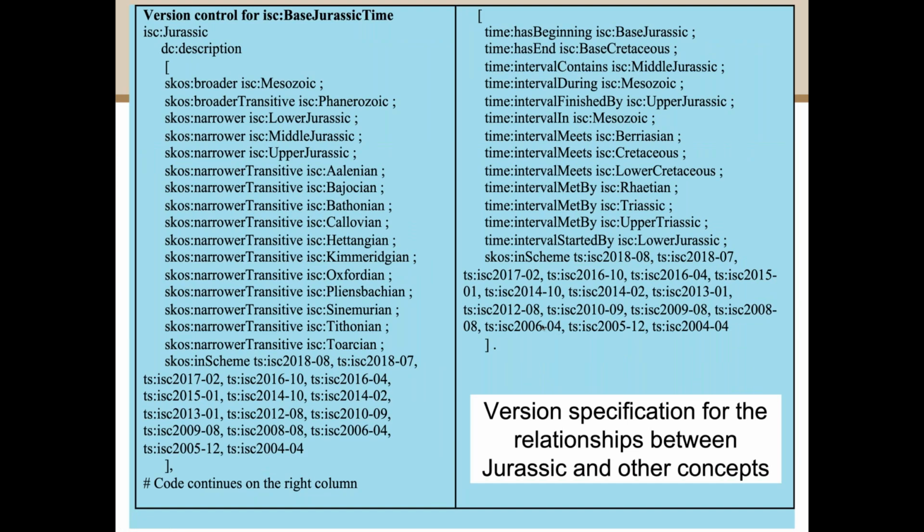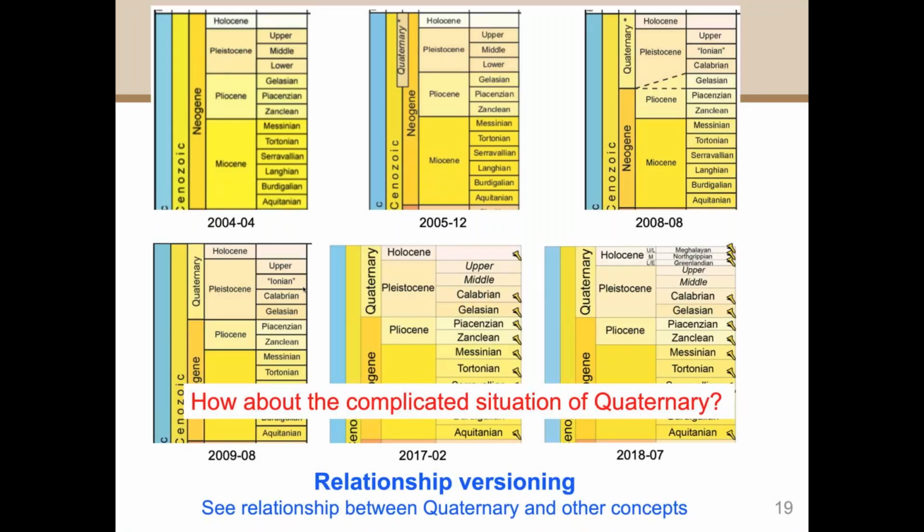Here is the source code, the Turtle source code for the specification of the relationships between Jurassic and other concepts. For example, if you look at this SKOS broader transitive, narrower, and also the time ontology properties, interval in, interval mids. Here the relationship actually is easier because I did not see too much relationship updates between Jurassic and other concepts. But let's see a complicated situation.